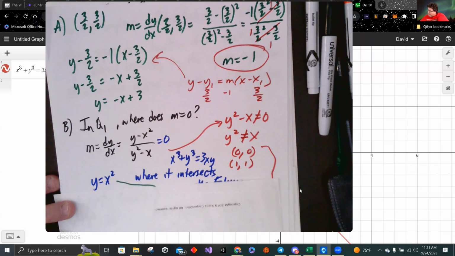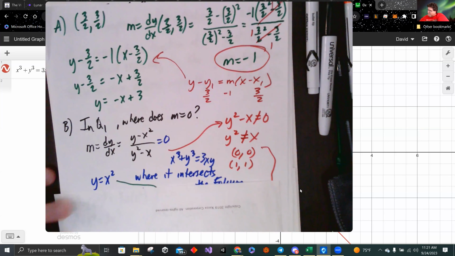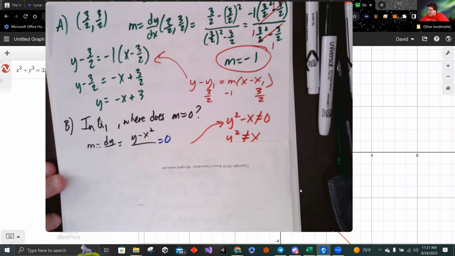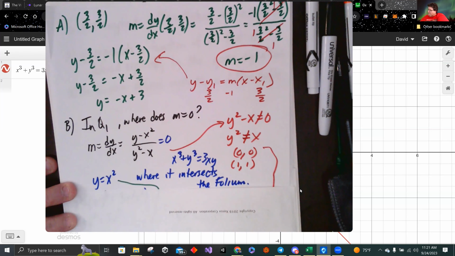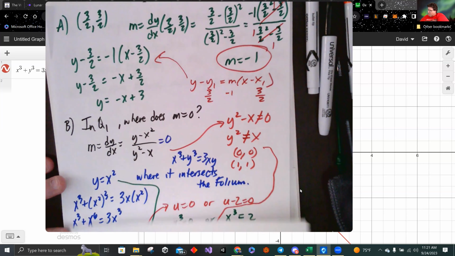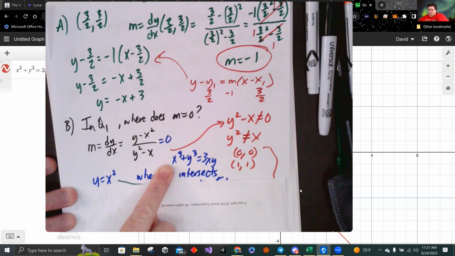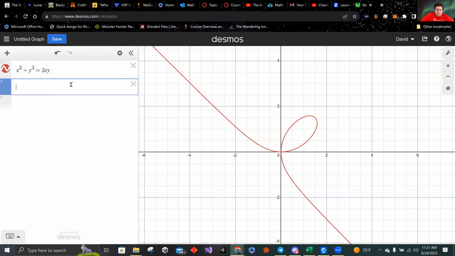So, at this point, solving for 0 basically becomes: where does the top equal 0? That's where a fraction equals 0, where the top equals 0. So where does y minus x squared equal 0? When y equals x squared. And so we're going to take y equals x squared and plug it back into our original equation. This shows us graphically where that line is going to be.